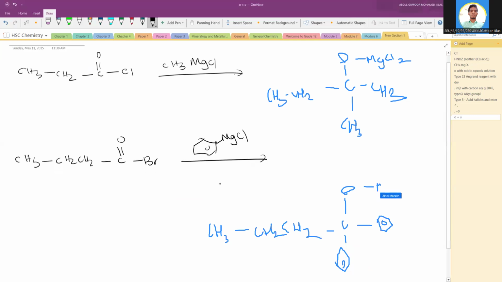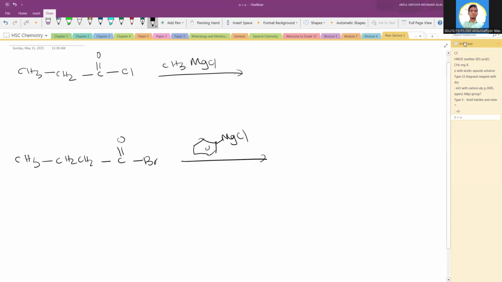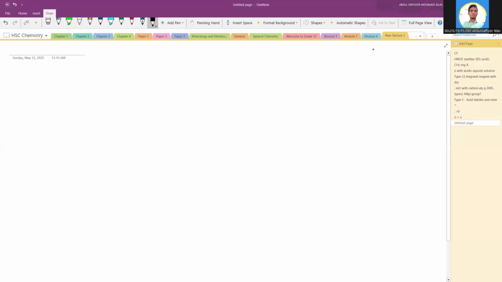So far we have discussed the 5 important reactions between organic compounds and the Grignard reagent, right? So we have 5 more. They are not very important, but anyway, knowing them might be beneficial. So we can say extra reactions between organic compounds and the Grignard reagent. The first one is, let's say we have this type of structure, RMgX, right?